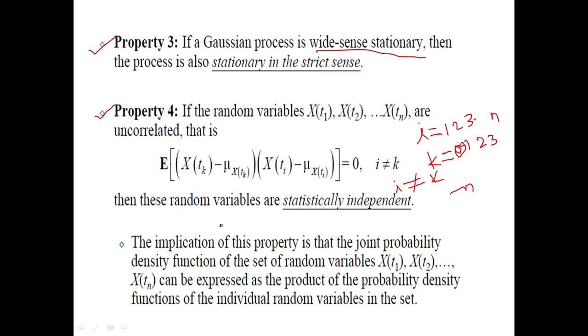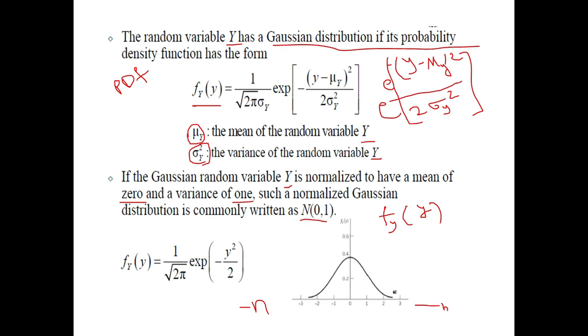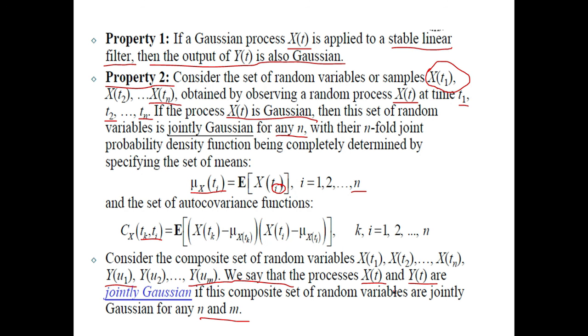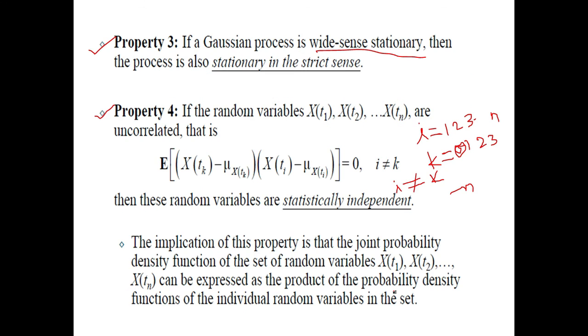The implication of this property is that the joint probability density function of the set of random variables x of t1, x of t2, x of t3 up to x of t n can be expressed as the product of the probability density functions of the individual random variables in the set. I hope that up to here, my dear students, you understand what a Gaussian process is, what its different properties are, and how it is intercorrelated.